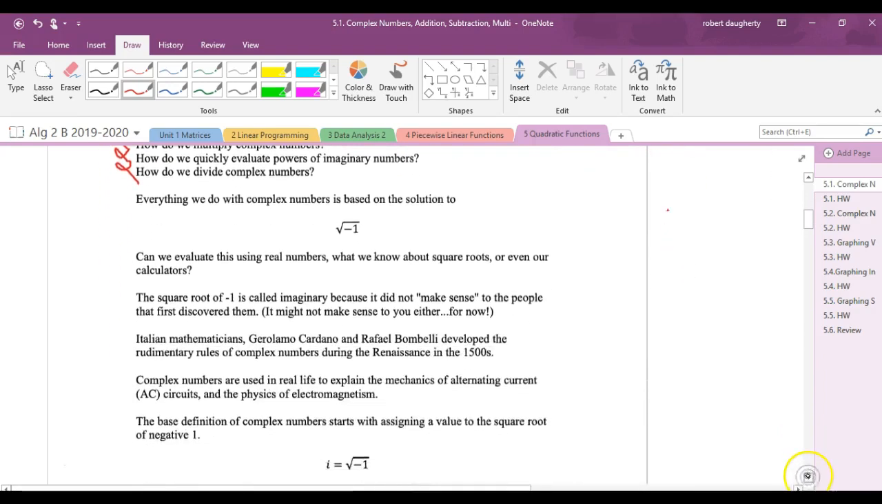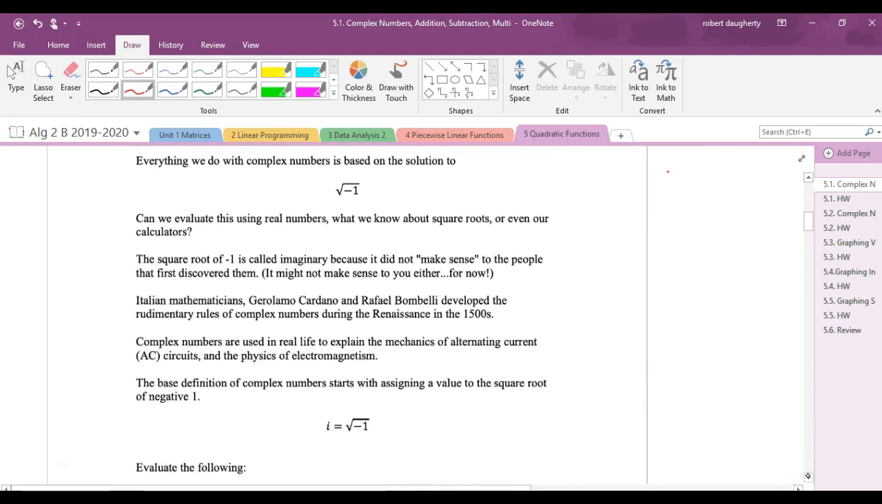Everything we're going to do with complex numbers is based on the definition of what the square root of -1 is. So the square root of -1, what have you been taught so far? Okay, then what's the square root of -1? I. Okay, but you may have been taught you can't take the square root of a negative number, right? So that's what we're going to do today.